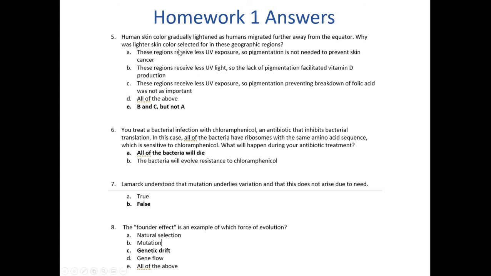Okay, number 5, human skin color gradually lightened as humans migrated further away from the equator. Why was lighter skin color selected for in these geographic regions? So answer A, these regions receive less UV exposure, so pigmentation is not needed to prevent skin cancer.